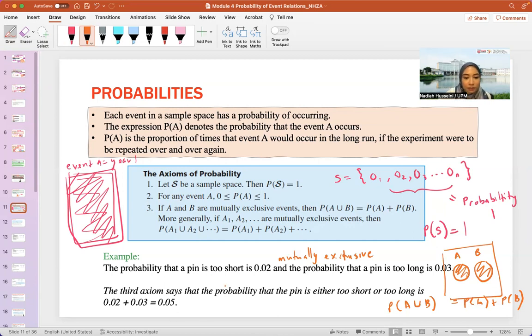So the third axiom says that the probability that the pin is either too short or too long, using this one, is the addition of the probabilities, which is 0.02 plus 0.03, equal to 0.05. So P of A union B, even though they are mutually exclusive, is just 0.05.